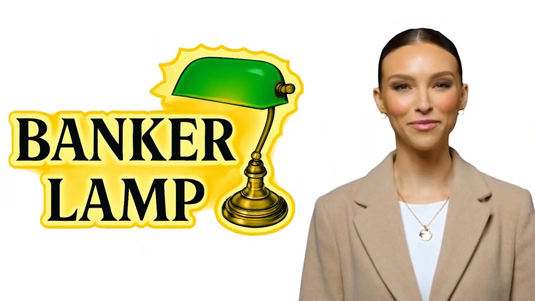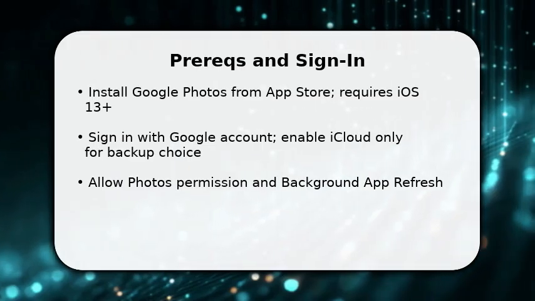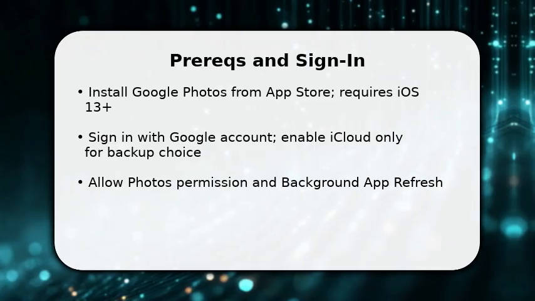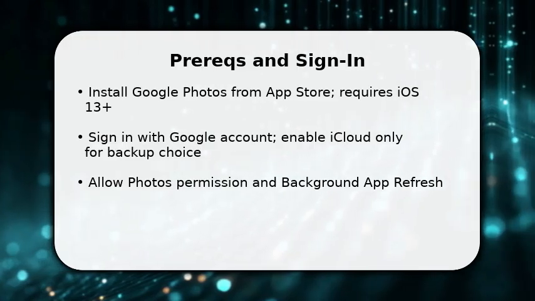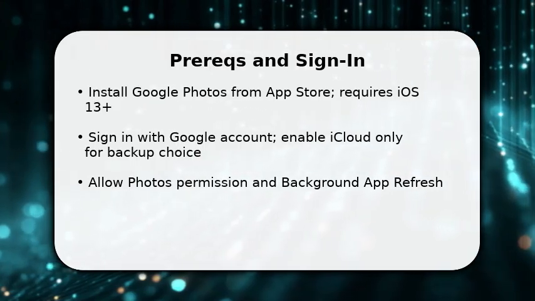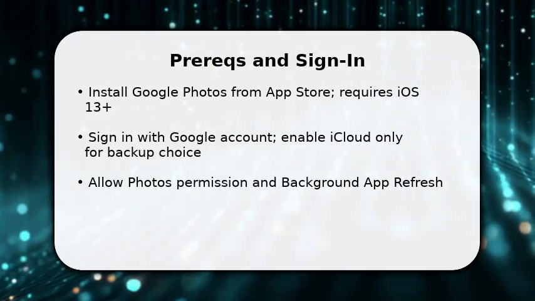Please enjoy the video. You start by installing Google Photos and signing into your Google account. This gives the app access to your cloud library. Once done, grant Photos permissions so the app can read your camera roll and enable background app refresh to keep thumbnails updated. Make sure your iPhone is on Wi-Fi to avoid cellular use.